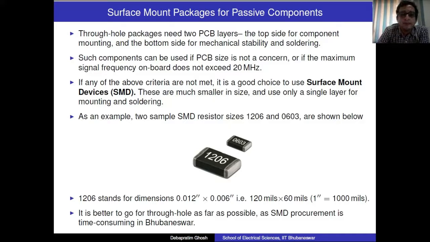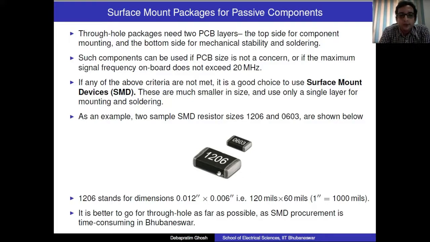So for example, this diagram shows you two resistors which are surface mount. If you can see over here, the ends are metallized so that they can be soldered along with the pad on the same layer in the PCB. Now, you can see that there are two different sizes. One is 0603, the other is 1206. Now, these are not the values, but these indicate sizes.